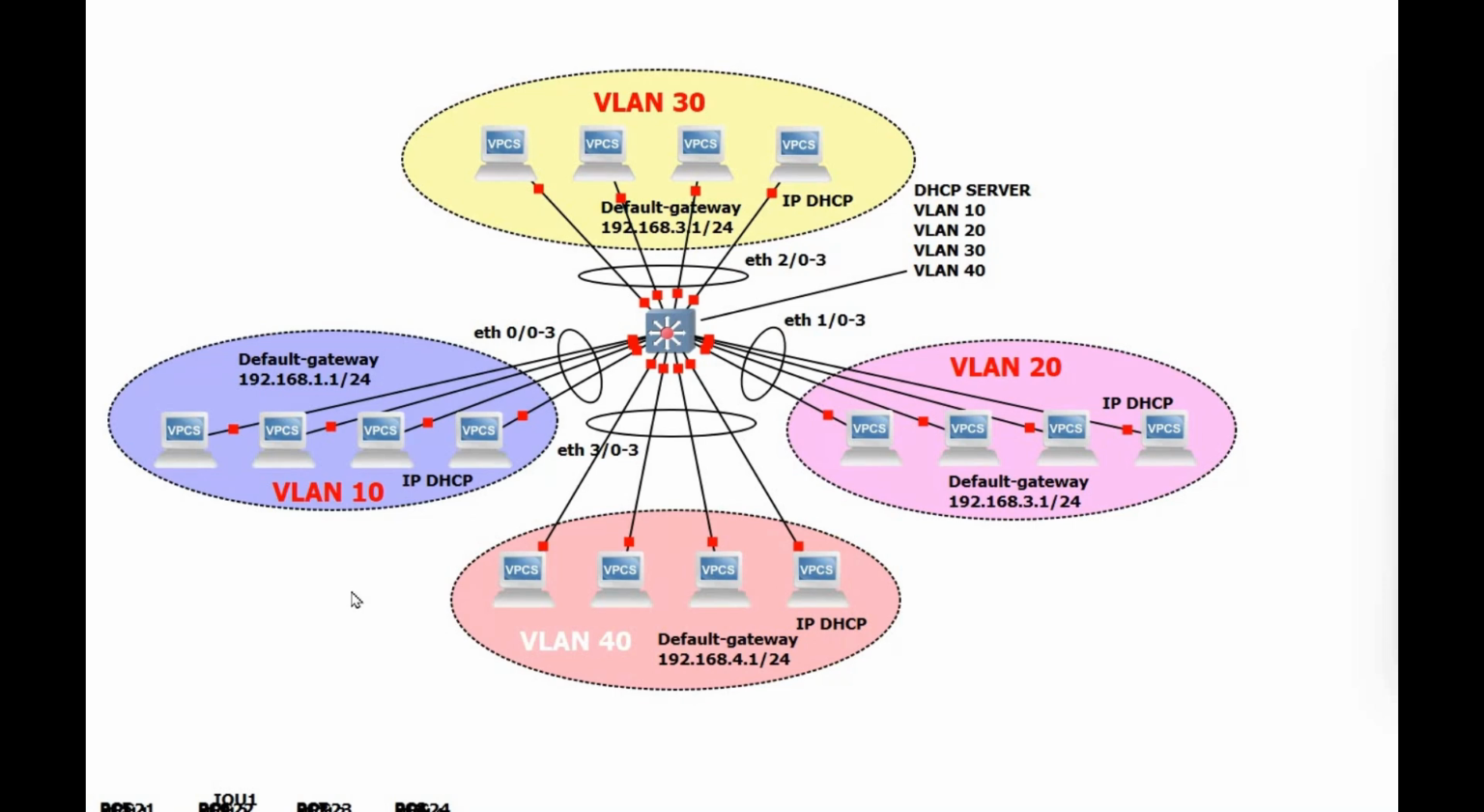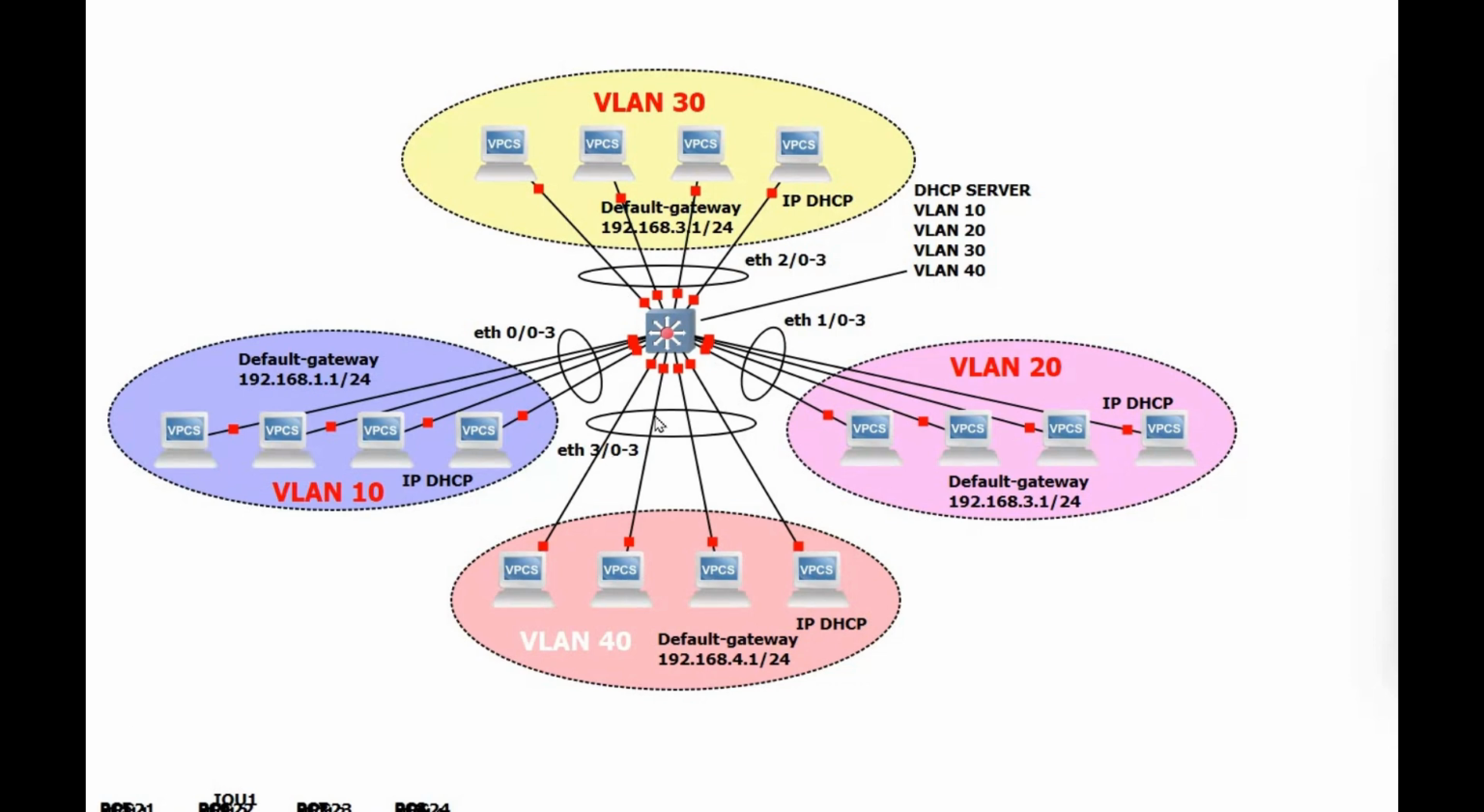In this lab, we have one switch and 16 PCs. Our task is to assign all the PCs to their VLANs and configure the DHCP server for all VLANs. Ultimately, we ensure all the PCs get their IP addresses from the DHCP server. We are going to configure the DHCP server on this switch, and we configure 3 servers for VLAN 10, 20, 30 and 40.